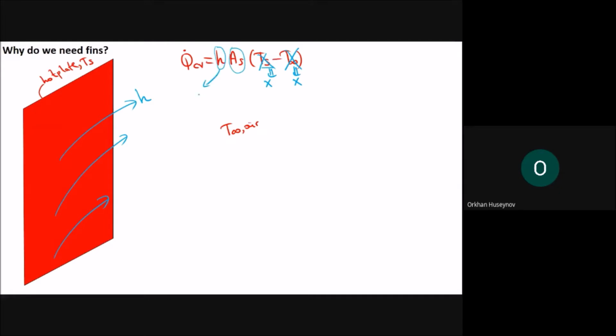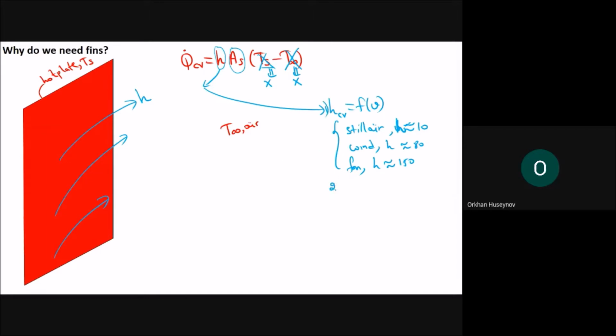How can you play with this h value? The h of convection is a function of velocity. If you increase the velocity, for example, in still air, h will be on the order of, let's say, 10. If you have wind, h may increase to, for example, 70 or 80. And if you install a fan, h you can increase to 150. These all depend on the conditions that you have. This is the first option: you can play with the h value. And the second option is that we can increase the surface area.